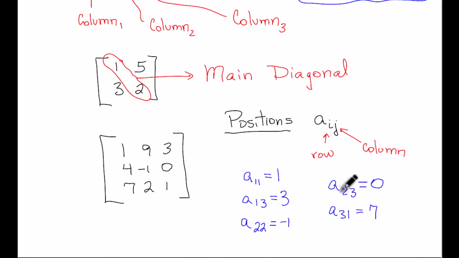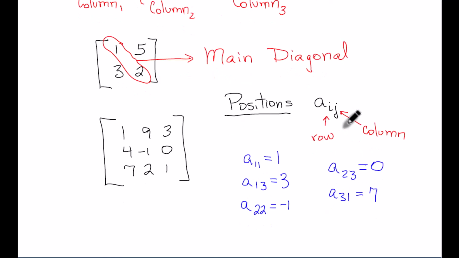A23, let's see, second row, third column. Yes, that is a 0. What about this 2? Where is that 2? Let's see. It's in the third row, and it's in the second column. So this would be A32. Notice that's different than if it says 2, 3. So the order you see these makes a difference. First is the row, the second is the column.